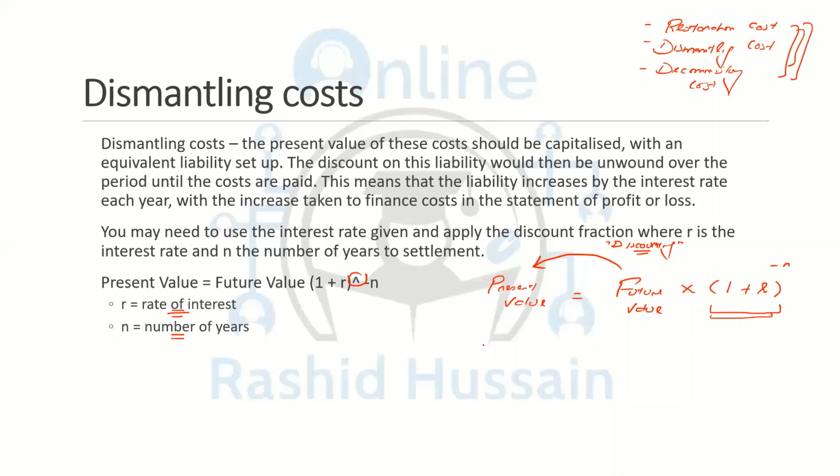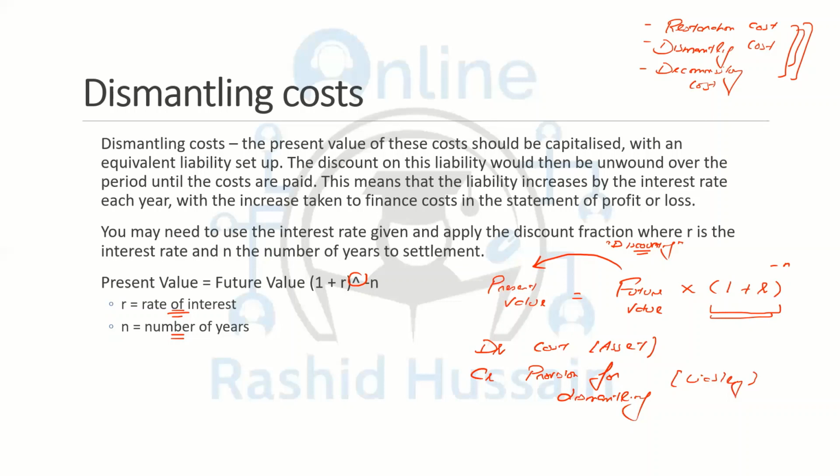So the double entry is going to be, and it is important to understand it: debit cost, that means making that particular expenditure part of the asset cost, and credit provision for dismantling. Now, what is this provision for dismantling? It's actually a liability in the statement of financial position.